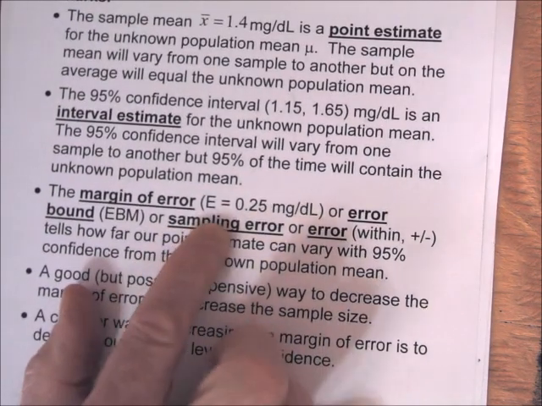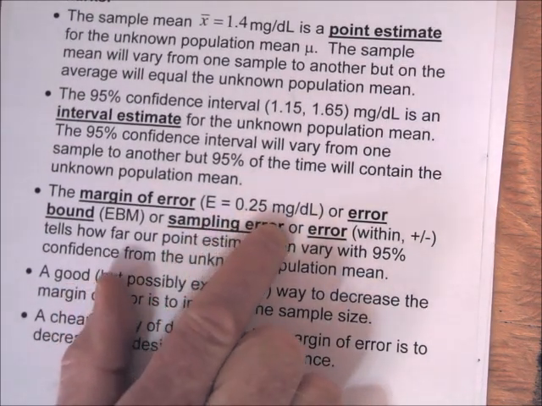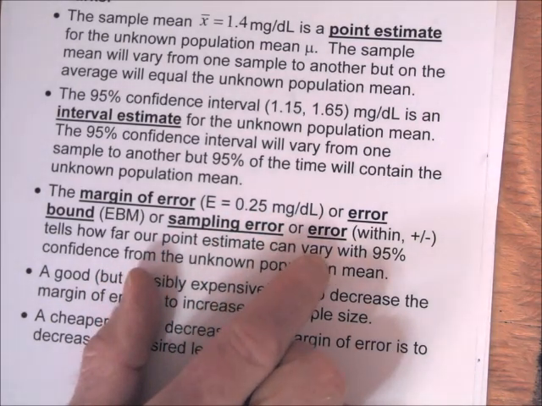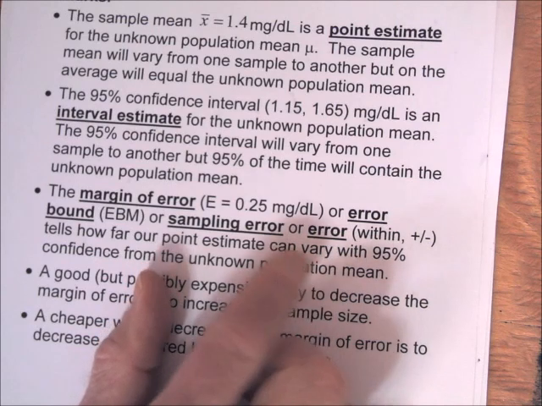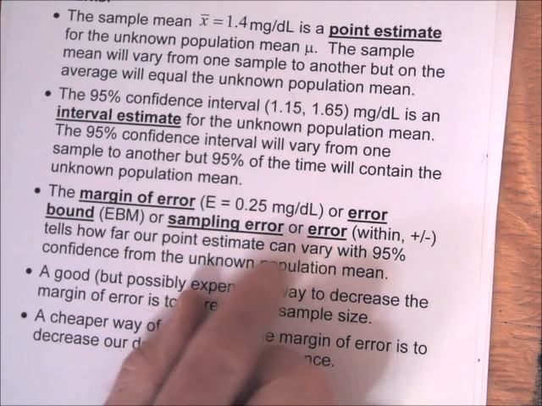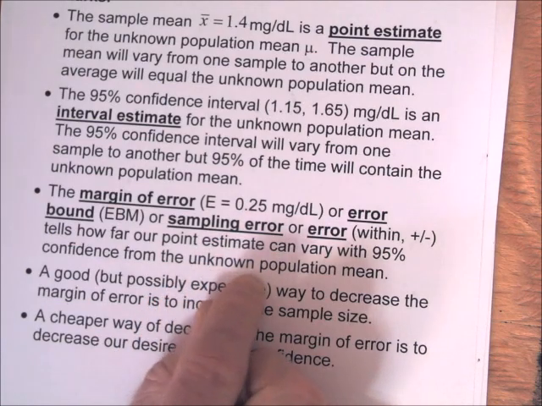The margin of error, 0.25, also called the error bound, or the sampling error, or just error, within plus or minus, tells us how far our point estimate can vary with 95% confidence from the unknown population mean.